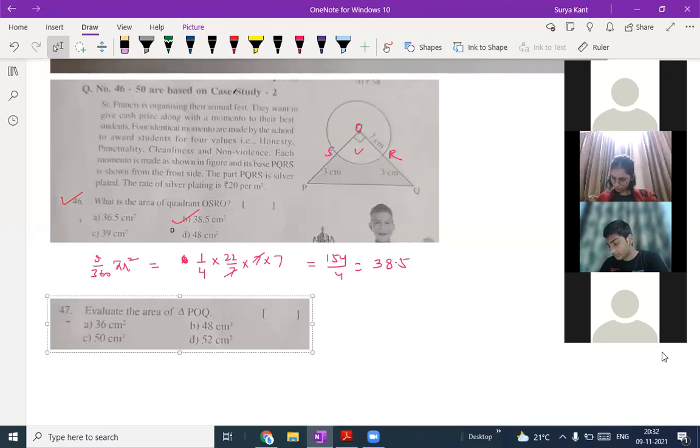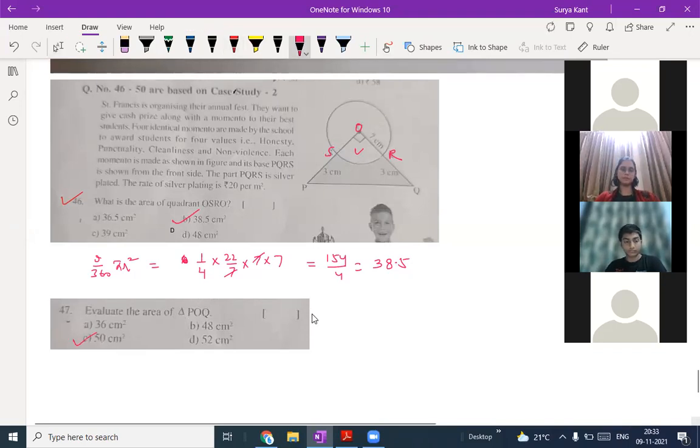This is the easiest question. This is a 5-second question. POQ, see, it's a right angle triangle. If you see this, half base into height you can directly mention over here. So 7 plus 3 is 10, and this is also 10. So 100 by 2, that is your 50. Anyone having doubt in this? Praharshan, having any doubts?